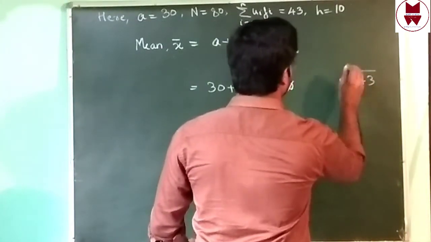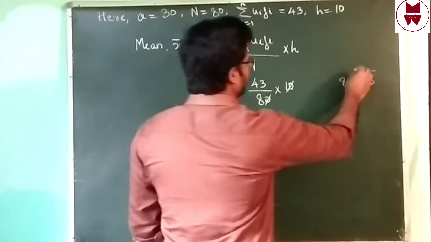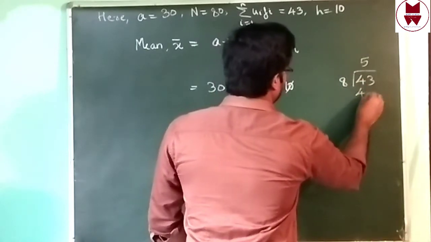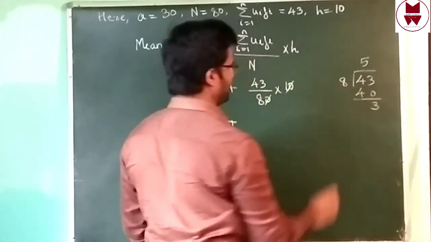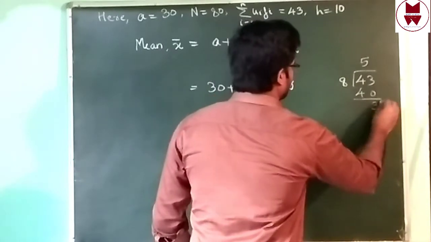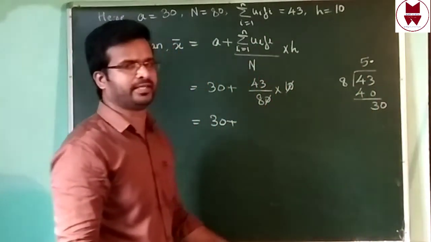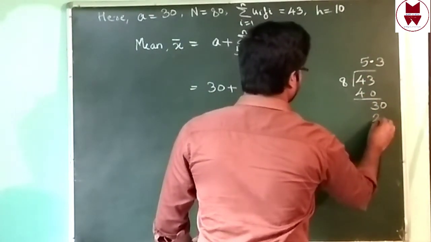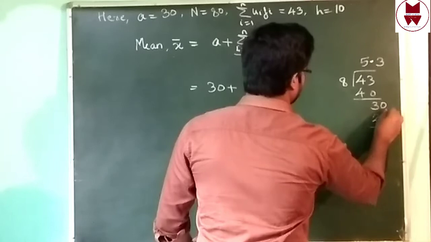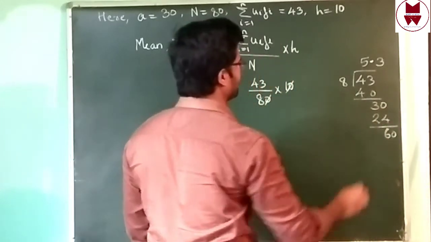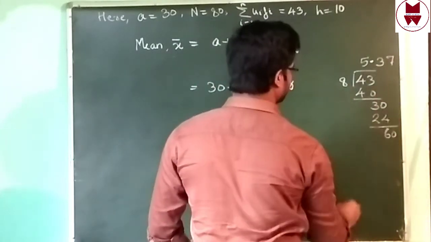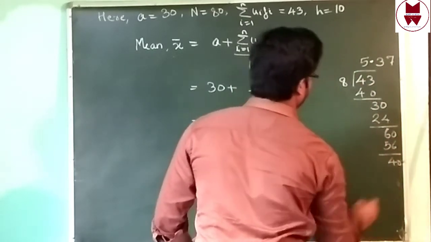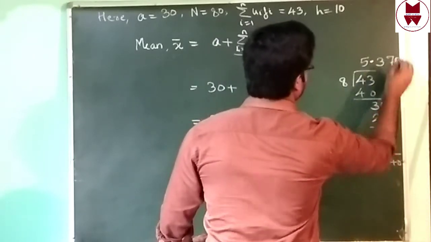43 by 8. Then in 43, 8 how many times? 5 times. 5 into 8, 40. Then 3. 3 divided by 8, we cannot do. Add a 0, same time, put a point. In 30, how many times 8? 3 times. 3 into 8, 24. Then 60. In 60, 7 times, we will get 56. Then 40. In 40, 5 times.